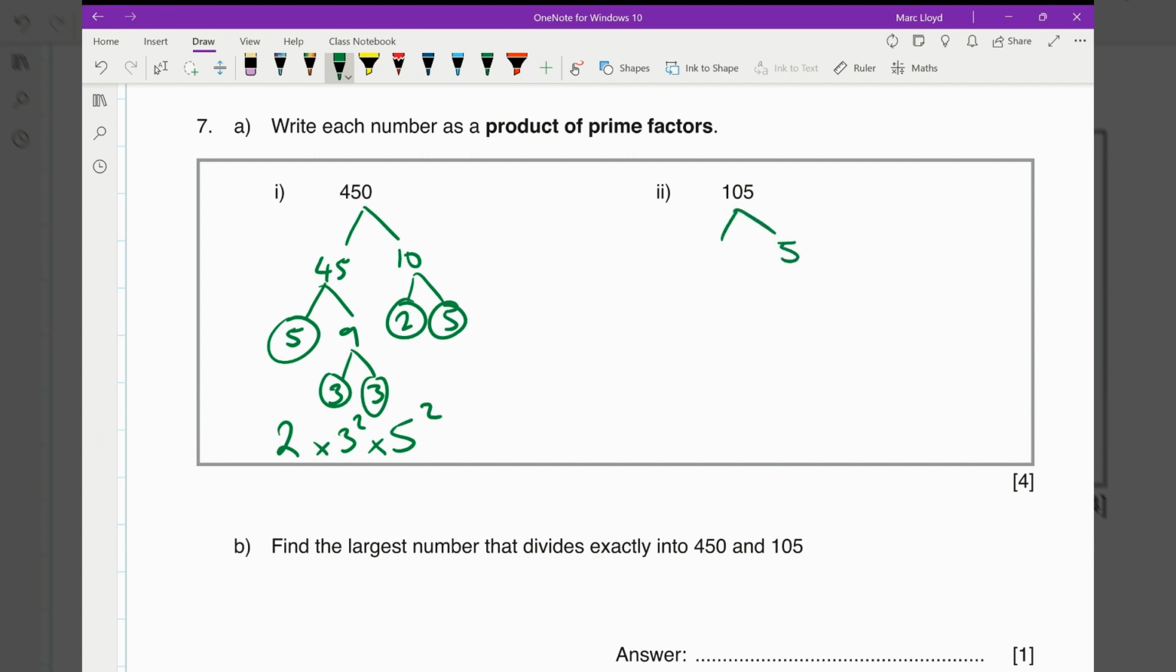105. Start off with a 5 to begin with. That's going to be 21. And then 3, 7. So that gives us 3 times 5 times 7. Do put them in ascending order also.